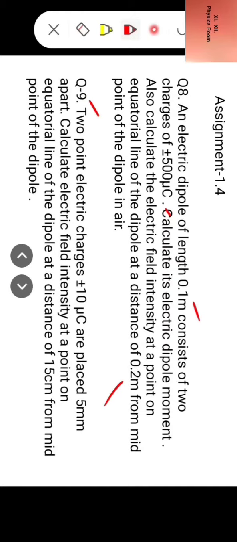Question number 9. Two point electric charges plus minus 10 microcoulomb are placed 5 millimeter apart. Calculate the electric field intensity at a point on the equatorial line of the dipole at a distance of 15 centimeter from the midpoint of the dipole. So in question number 8 you use the full-fledged formula, and in question number 9 you use the second formula where A is very small as compared to D. You draw the diagram and understand and look into it. You solve these two problems on the basis of the text that you have learnt.